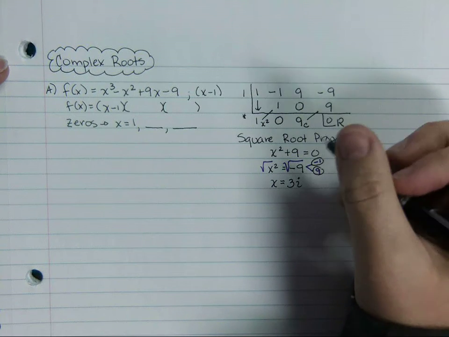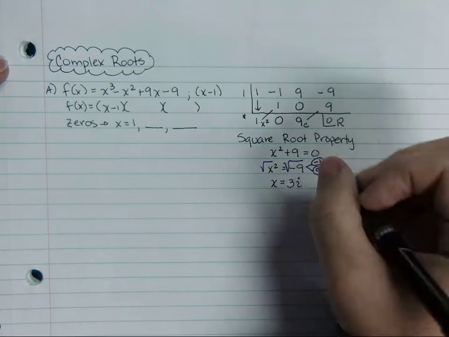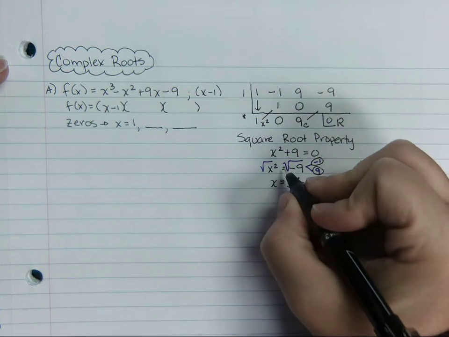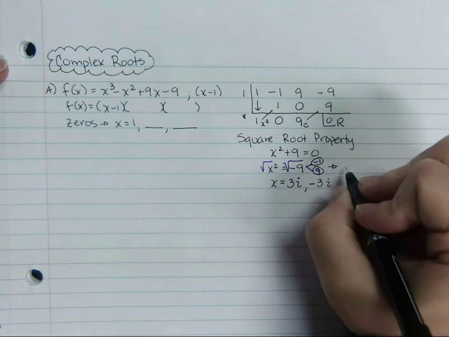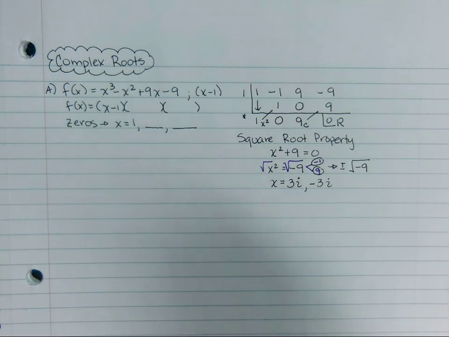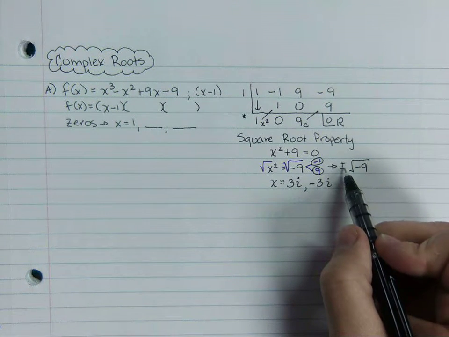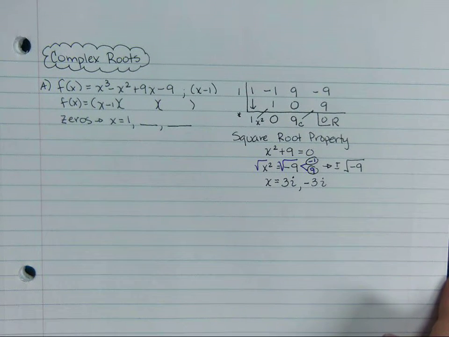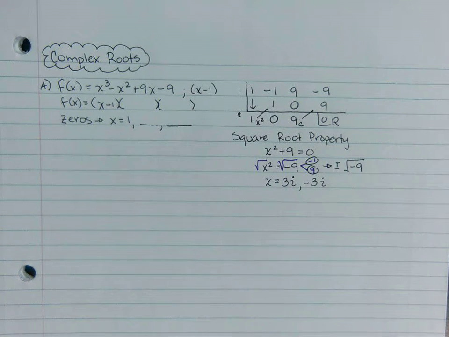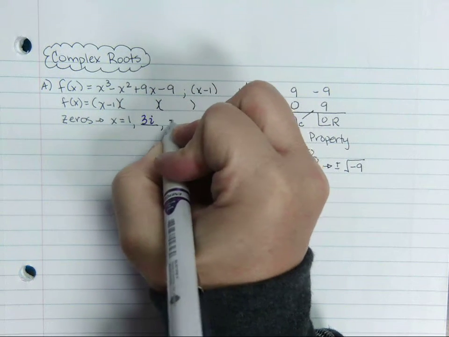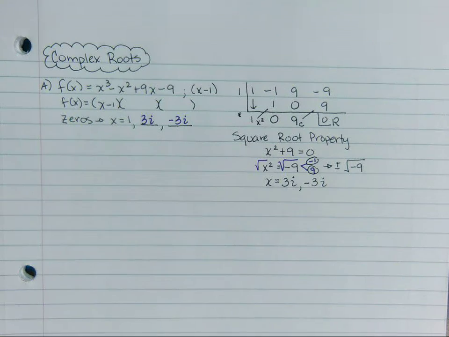And I want to remember that because I have the radical here, I have 3i, but I also have the -3i. Because what I really should have written is plus or minus the square root of -9. Because I need to make sure that every time I take the square root that I always have the positive and the negative root shown. So these are my other two zeros. I'm going to put both of those on my list, 3i and -3i.